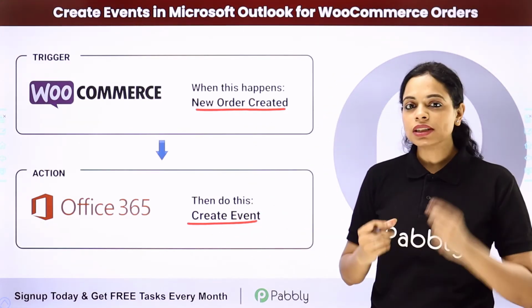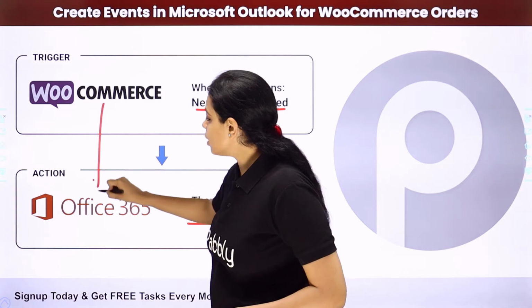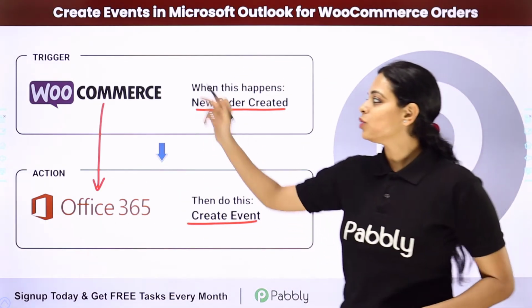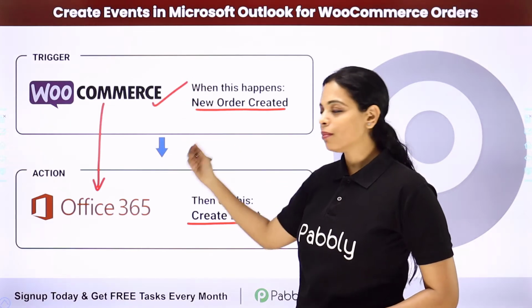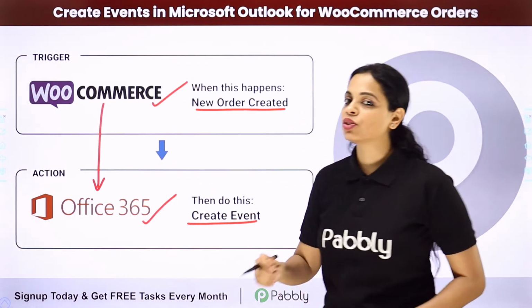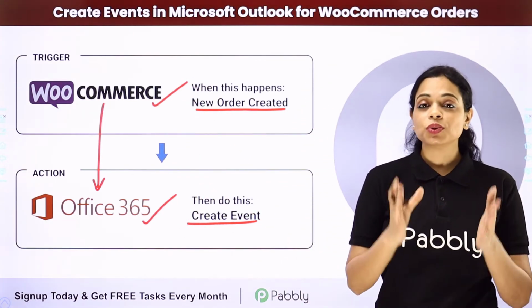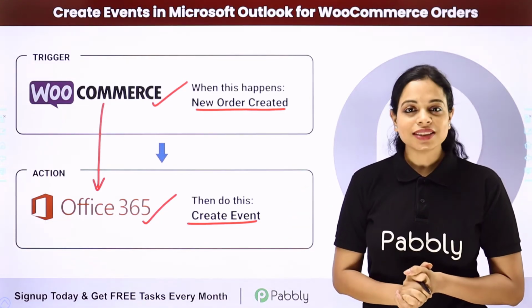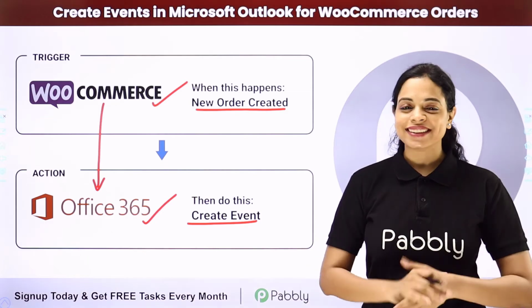Now how can we do this? For this we will have to integrate these two applications, and the same thing can be done using Pabbly Connect. So here my trigger application will be WooCommerce and my action application will be Microsoft Outlook. Now how can you do this yourself? Integrate and automate this entire process. To understand that, let me take you to my screen.